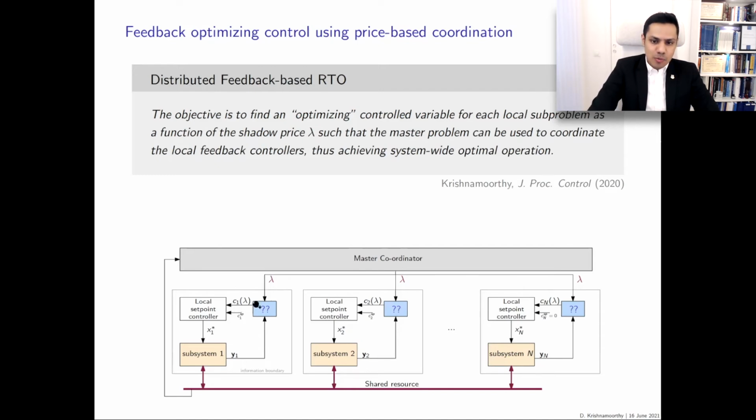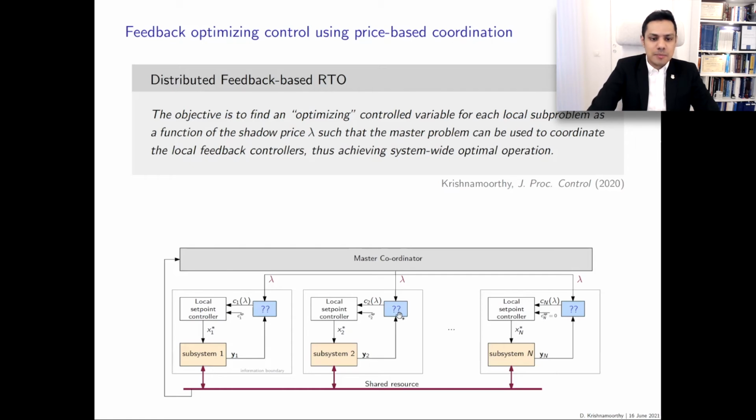And since the control variable is now a function of the shadow price, as the master coordinator updates the shadow prices, this would then lead to the system-wide optimal operation. Right, so the main question here is then what should be the optimal optimizing control variables? So what should be in these blue boxes?